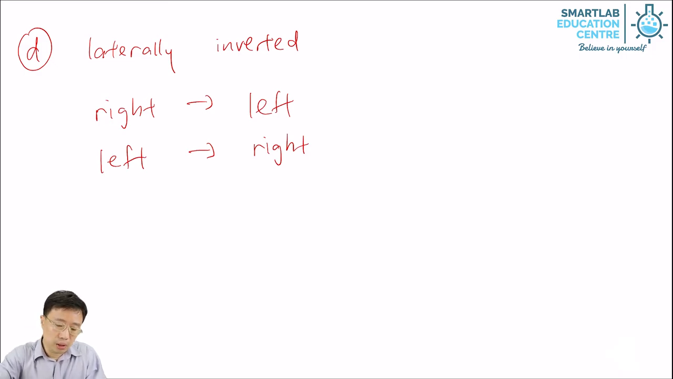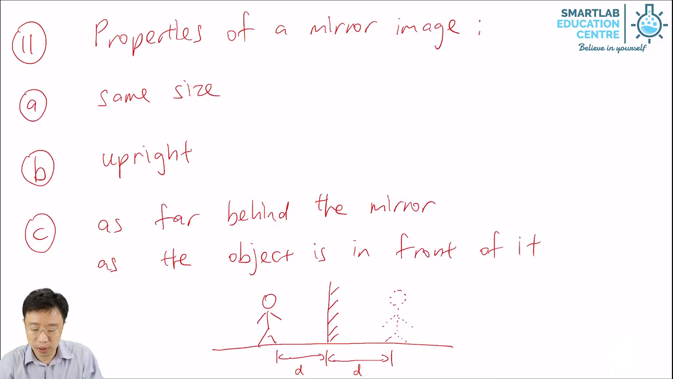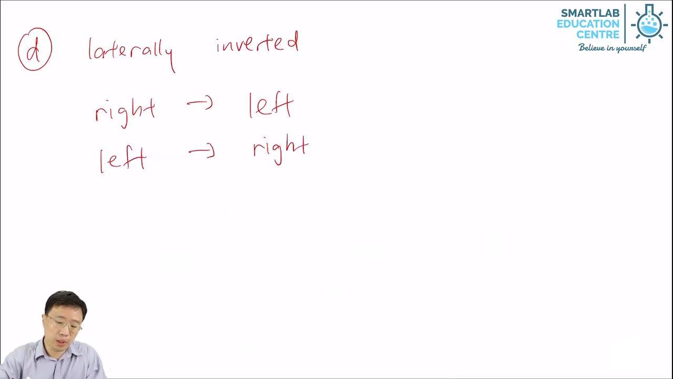Now, if you look back at property C, the object is here, the image is here. You notice that I drew the image in dotted lines. Why do I draw the image in dotted lines? That is because of the fifth property of a mirror image. A mirror image is a virtual image.